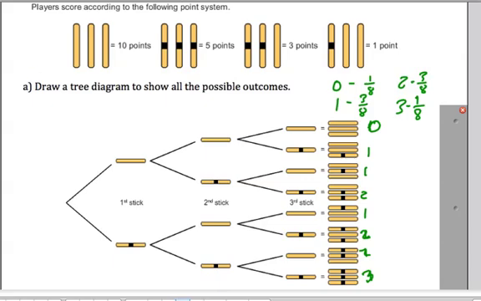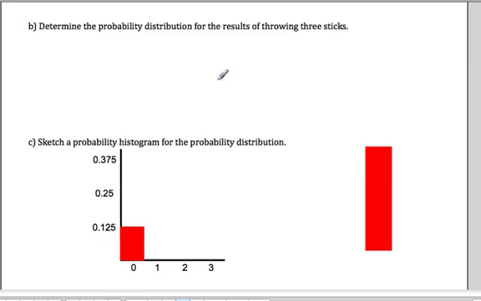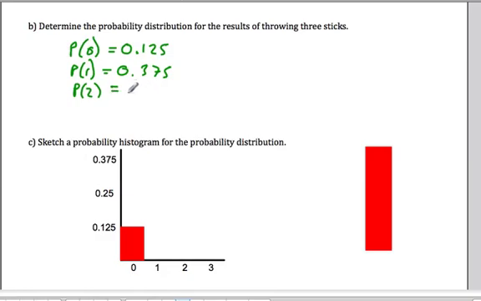So, going on to the next part, determine the probability distribution. Well, the probability of 0 stripes, as I said before, is 0.125 or 1/8. Probability of 1 is equal to 0.375 or 3/8. Probability of 2 stripes is equal to 0.375 as well, or 3/8. And the probability of 3 stripes is 0.125. Now if we're going to sketch a histogram of this, it'll look something like this.